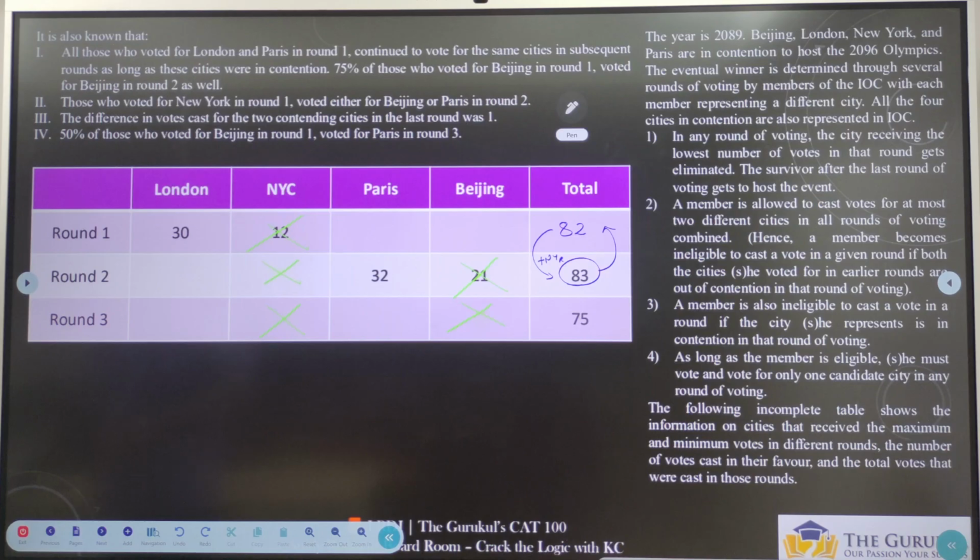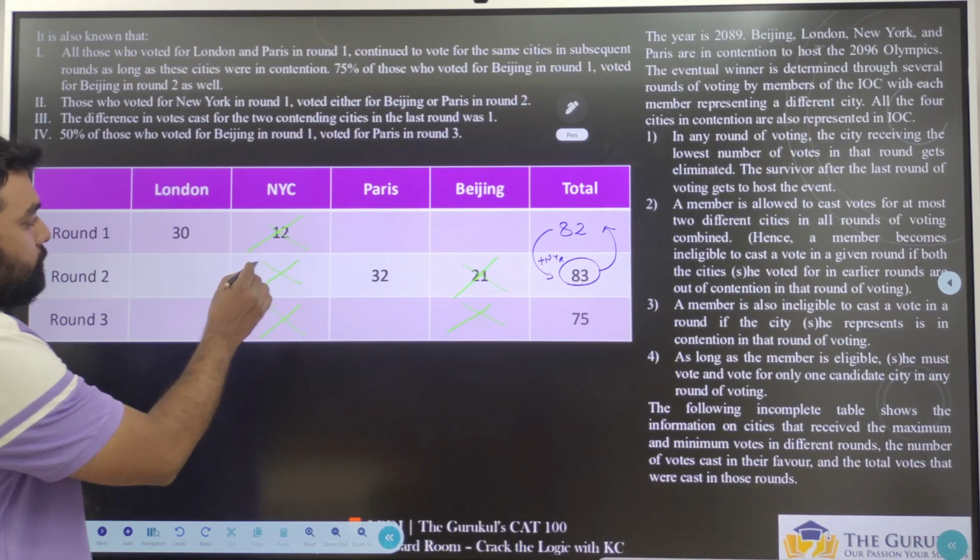Now observe carefully. Ideally the Beijing is out in round 2, which means the Beijing representative can vote in round 3, just like how New York representative voted in round 2, which means if everything is going good, in round 3 there should be 84 people, but there are 75 people only, which means 9 people got eliminated. Now who are those 9 people? Those 9 people who have voted for New York City in round 1 and Beijing in round 2, they will get eliminated after round 2.